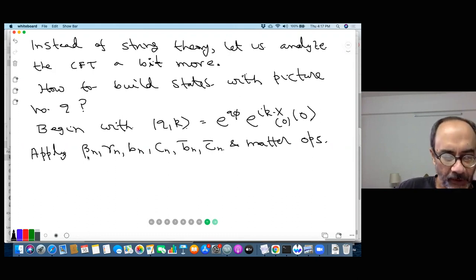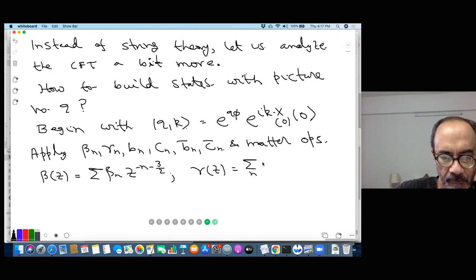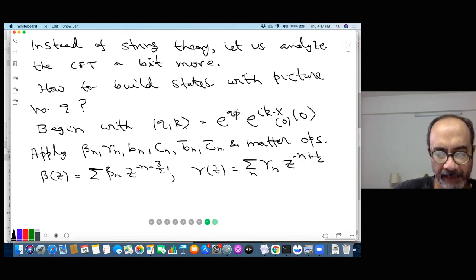Now let's recall the definitions of beta n and gamma n, and those came from the mode expansion. And this minus 3/2 basically reflects the fact that beta z has conformal weight 3/2, and the half reflects that gamma has conformal weight minus half.